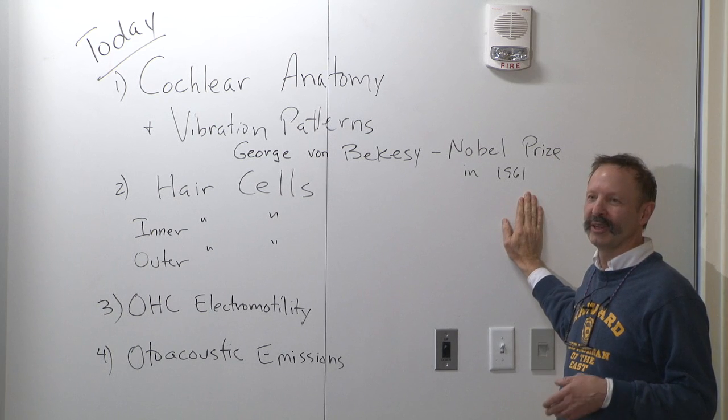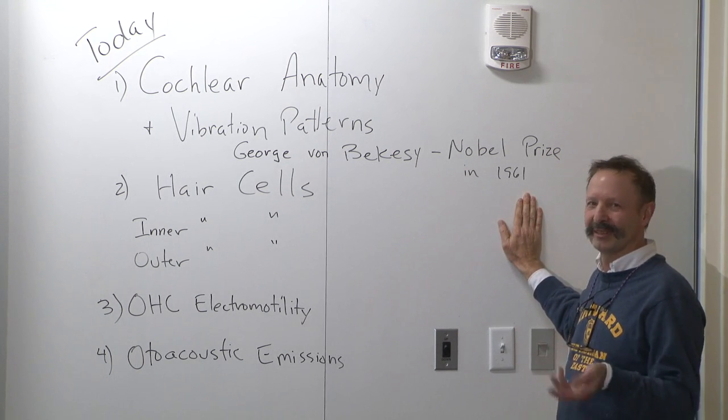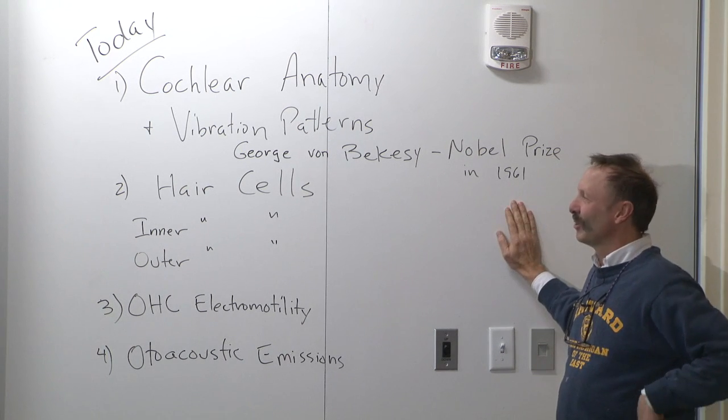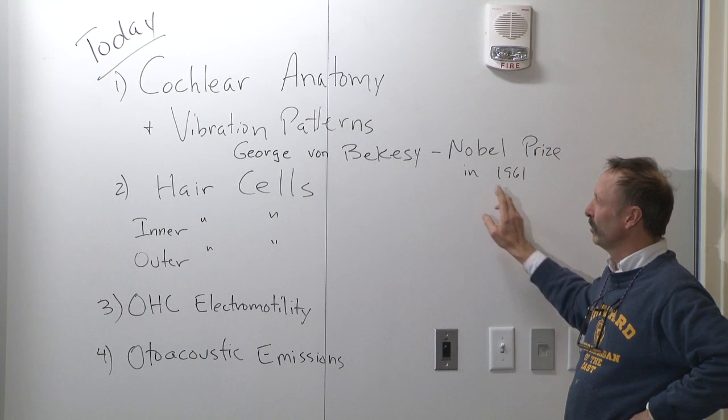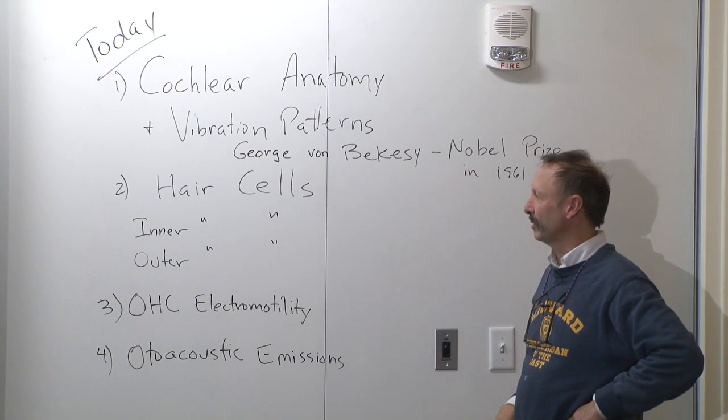for the Nobel Prize. In the vision system, you can pull out all these people who've won the Nobel Prize. In the auditory field, there's one winner. It's George von Békésy. And we'll talk about his work on cochlear vibration patterns.